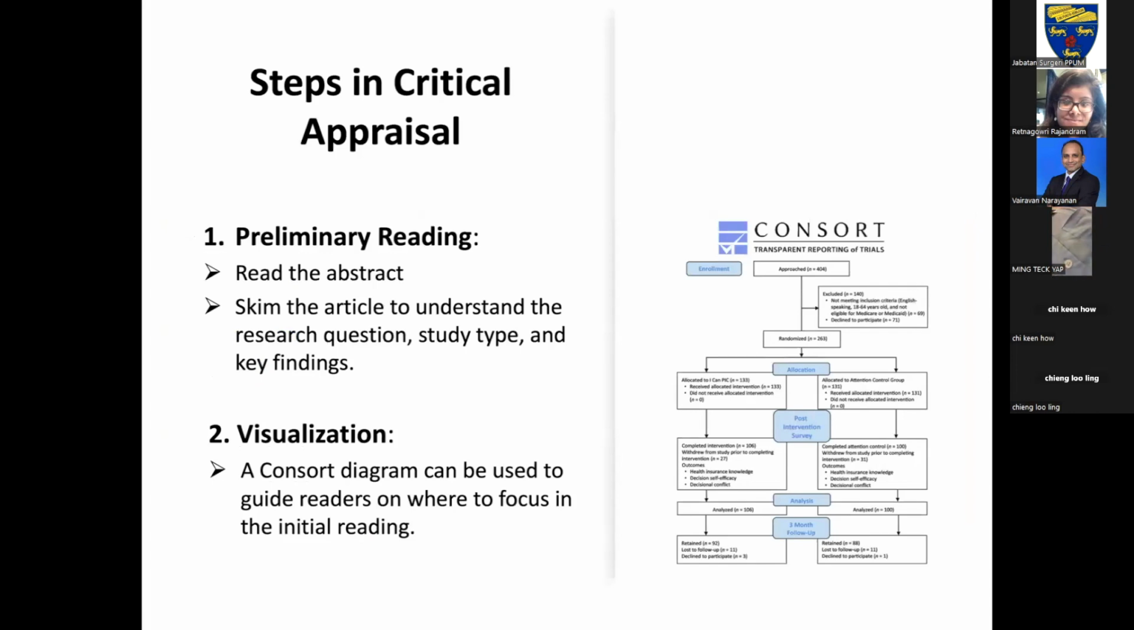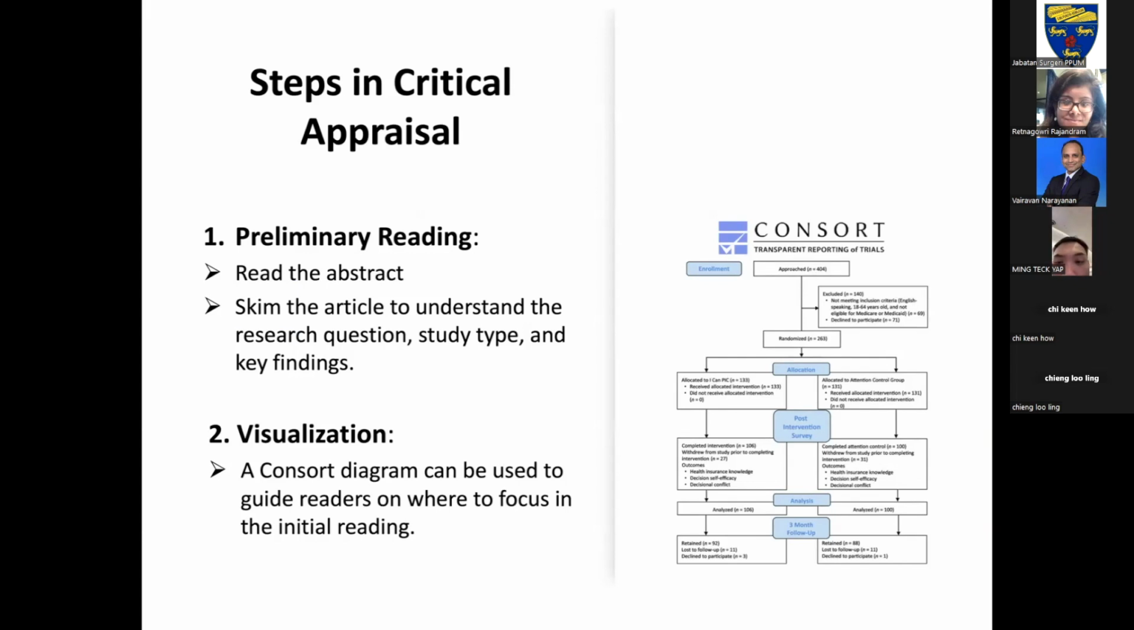So there are multiple steps in critical appraisal. The first step is preliminary reading. When you do a preliminary reading, let's say you found a paper. Now, what do you do with the paper? The first thing you do is you read the abstract. The abstract is basically like the trailer of a film. Okay, if you're going to see, let's say the Avengers film, you'd initially see the trailers first, and you want to see whether the trailers are interesting enough for you to see the whole movie.